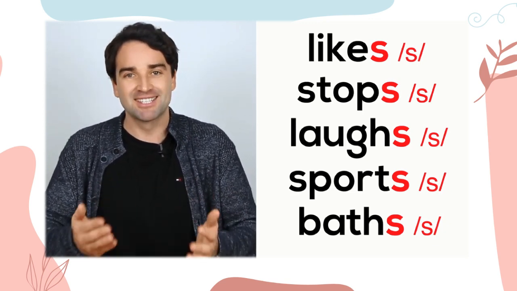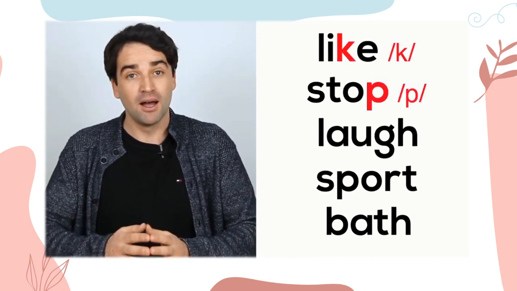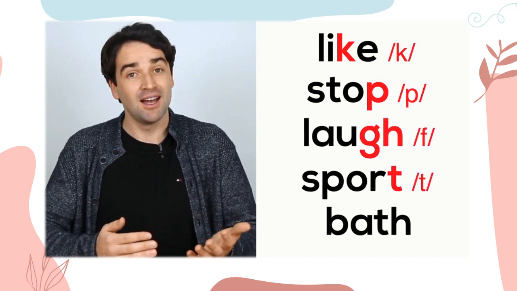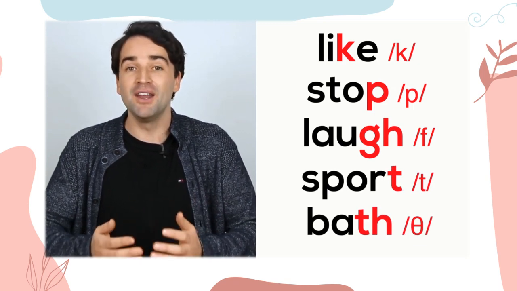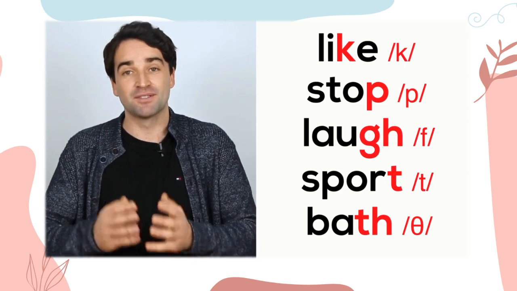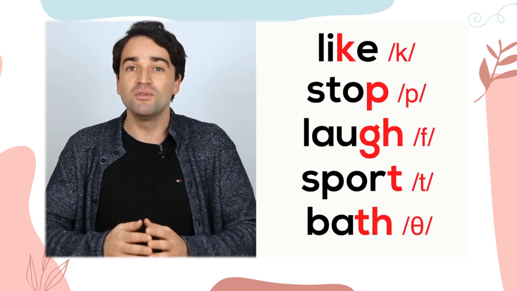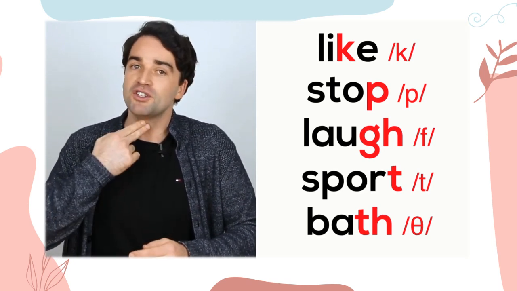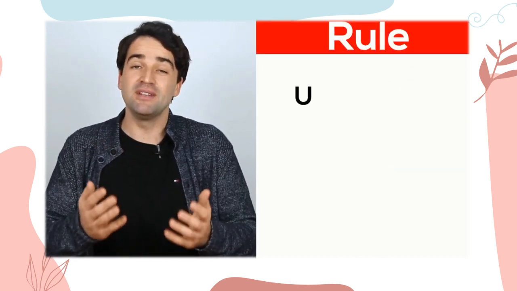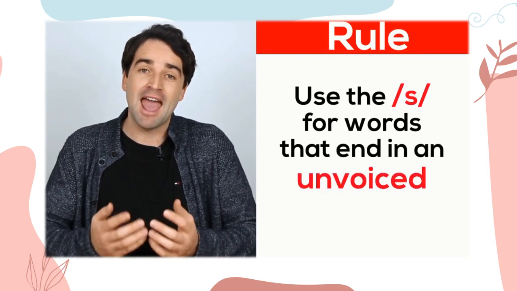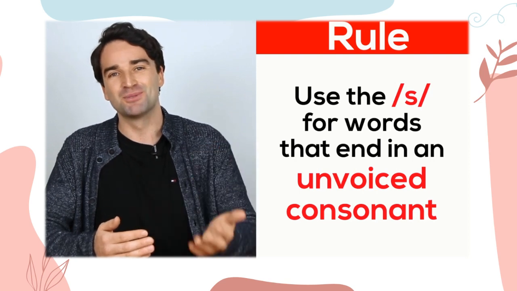So let's remove the S sound to find out. We have like, K, stop, P, laugh, F, sport, T, and bath, Th. K, P, F, T, and Th are all unvoiced consonants. English has voiced and unvoiced consonants. With unvoiced consonants, you don't use your vocal cords. So if you touch your throat and say the sounds, you don't feel any vibration at all. So the rule is you need to use the S sound for words that end in an unvoiced consonant. Likes, stops, laughs, sports, baths.